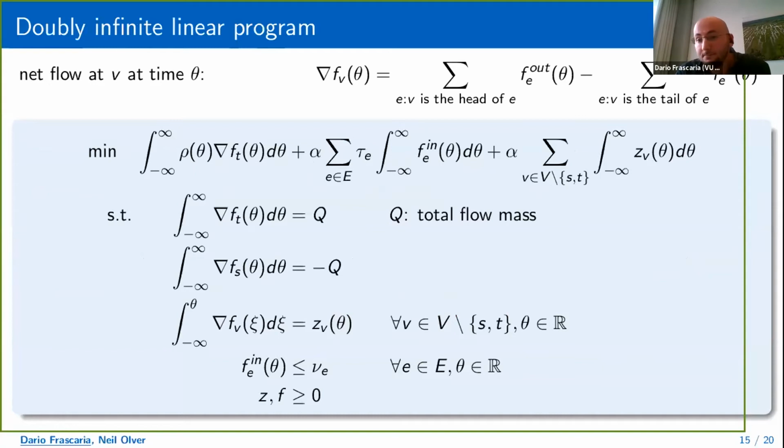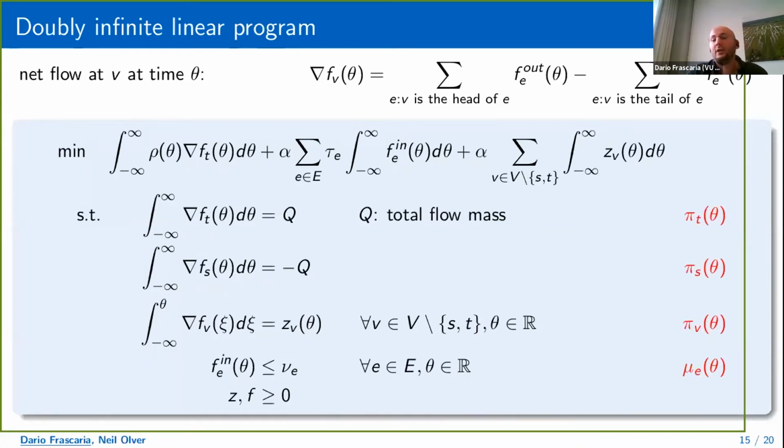And we prove it with duality. In fact, this problem can be modeled with a doubly infinite linear program, so a linear program that has an infinite number of variables and an infinite number of constraints. And the situation is subtle with the infinite linear program because we might have that both weak and strong duality fail. But in this case, they hold. So in this case, strong duality holds, and we prove it. So here are the dual variables. We call them pi v of theta for any node v and any theta, and mu e of theta for any arc e and any time theta.